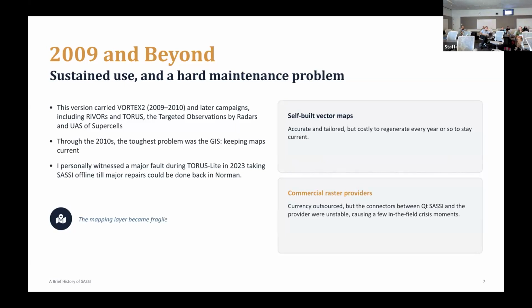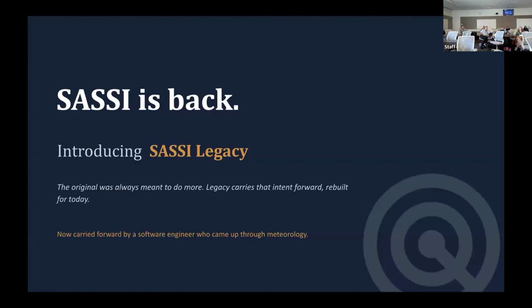And I actually witnessed one of the major faults during Taurus Light in 2023. Bobby's laughing because he remembers exactly what happened here. SASE went down completely, and it couldn't be repaired until the campaign finished. And obviously, if you're running the field campaign, losing that shared picture and spatial awareness, not really a good thing. And Bobby really remembers that.